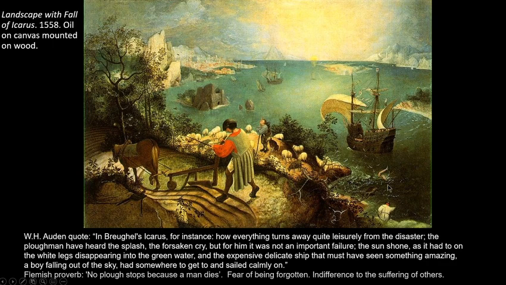So this poet, W.H. Auden, writes a poem about this. He talks about this painting and relates it to life. So he says, "In Bruegel's Icarus, for instance, how everything turns away quite leisurely from the disaster. The plowmen may have heard the splash, the forsaken cry, but for them it was not an important failure. The sun shone as it had to on the white legs disappearing into the green water, and the expensive delicate ship that must have seen something amazing, a boy falling out of the sky, had somewhere to get to and sailed calmly on."